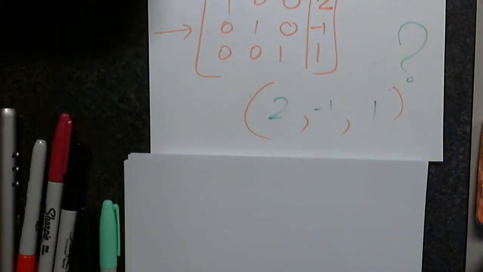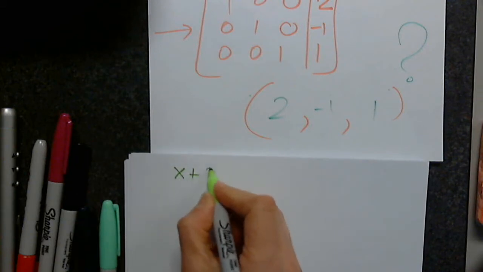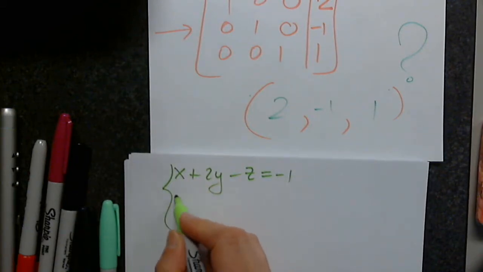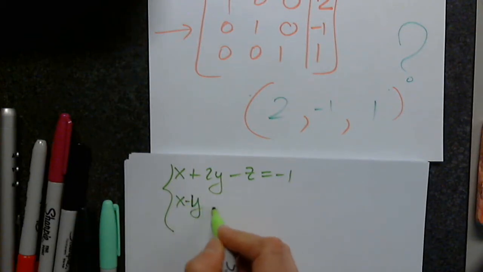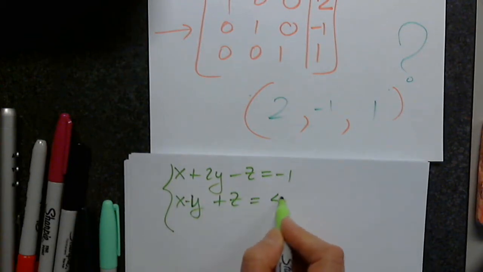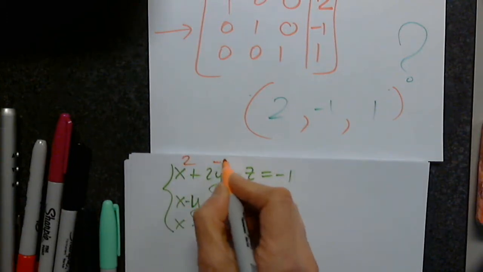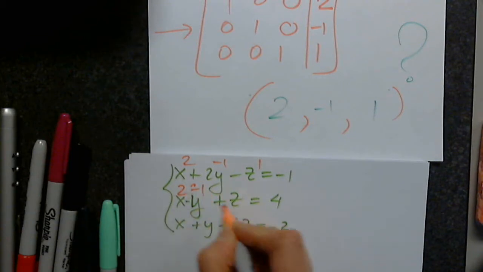So I'm copying the system. The system was x plus 2y minus z equals -1. It was x minus y plus z equals 4. And it was x plus y minus 3z equals -2. So our claim is 2, -1, 1. Ready?